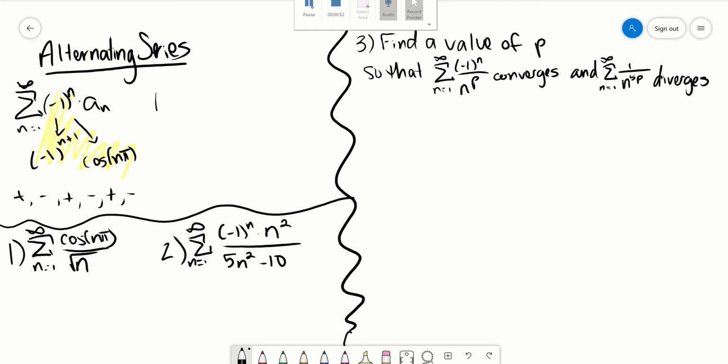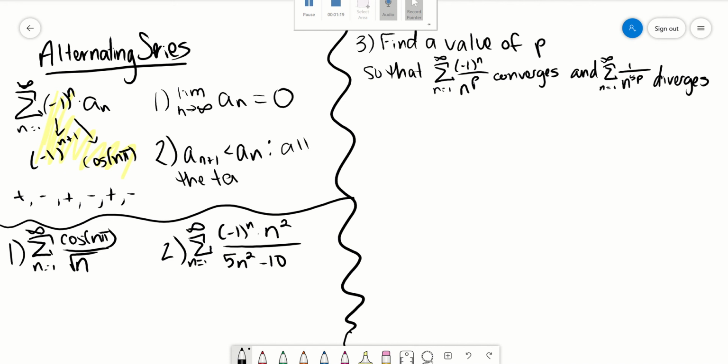The first thing you need to check is the limit as n approaches infinity of just a sub n. So ignore the alternating part completely and then see what that limit is. It needs to equal 0. The second thing is a sub n plus 1 needs to be less than a sub n, which is just a real mathy way of saying all the terms decrease.